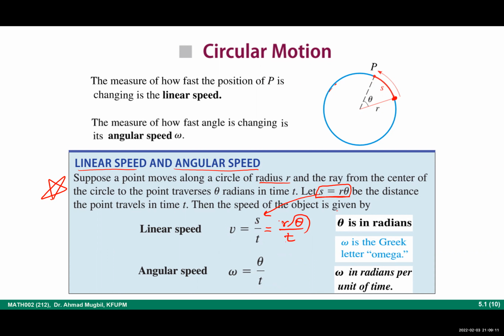Now, what is theta over t? Theta over t is omega. So we have this interesting relation between the two velocities, the two speeds: the linear speed is just the angular speed multiplied by the radius of the circle that we are moving on. Very interesting, and we use this heavily in the questions.